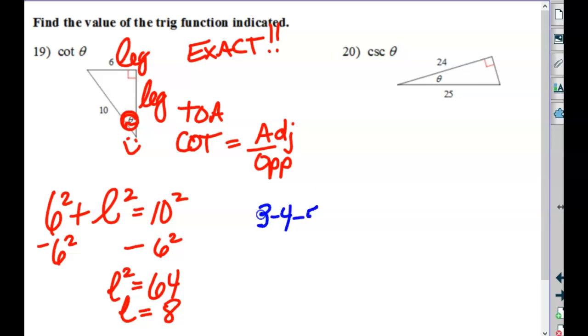Anybody have that one memorized? 3, 4, 5 is a right triangle. The 5 has to be on the hypotenuse, right? Does that sound familiar to everybody? It's called a Pythagorean triple. What does that have to do with this problem? It was 6 and 10, so this is 8 because it's multiplied by 2. It also works if you multiply by 3, so 3 times 3, 3 times 4, 3 times 5. Everybody good? Yes.